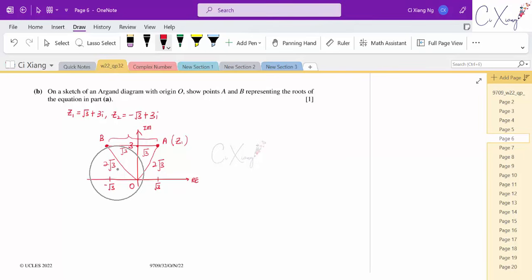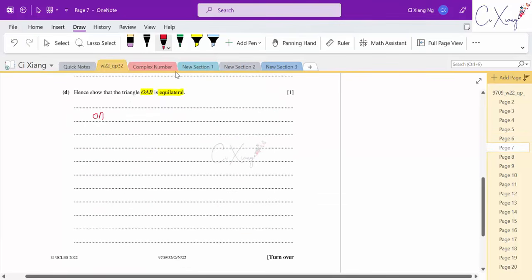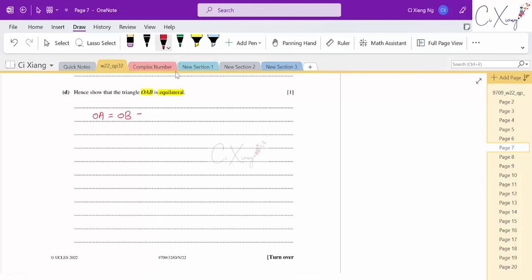So from here you can see that all the three sides are having the same length, which is 2 square root 3. And therefore from there we can prove that the triangle OAB is an equilateral triangle. If you want to write it out, you can say that OA equals OB, which equals the modulus of Z1 or the modulus of Z2, and they are 2 square root 3. And then to get the length of AB, basically you are taking square root 3 plus square root 3, which is also 2 square root 3. So from here, since the three sides are having the same length, therefore, you can tell that OAB is an equilateral triangle.